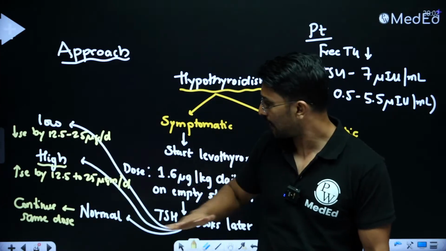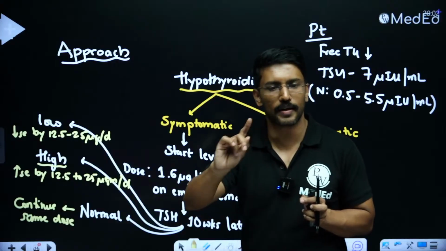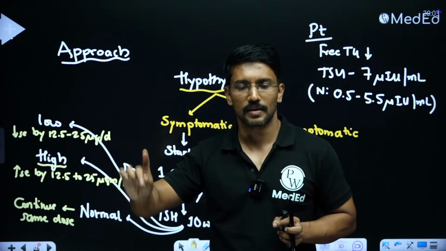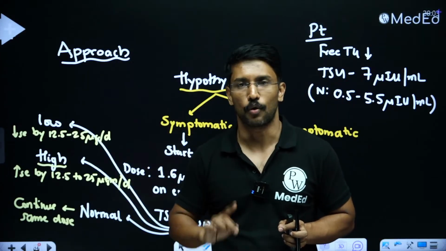What is my TSH target? It should be in the normal range. If it is in the normal range, then I will continue the same dose. And then once in 2 years, I will keep asking the patient to come back for the follow-up with TSH.